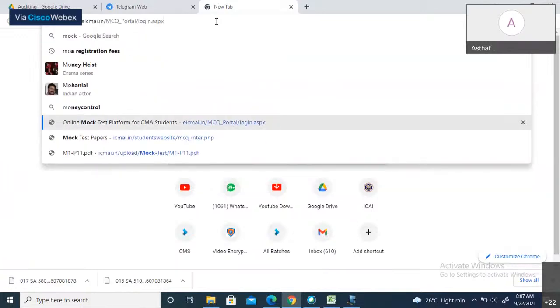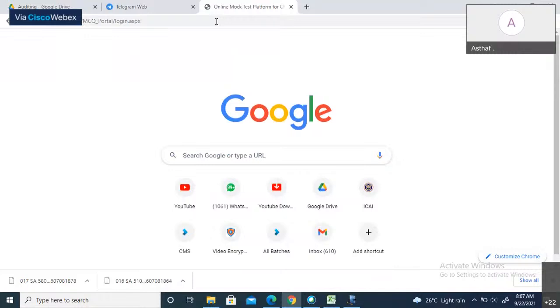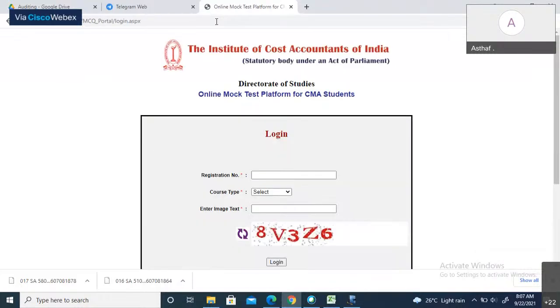Can anyone share your registration number in the chat box? I have to enter the registration number. Can anyone give your registration number, my dears?